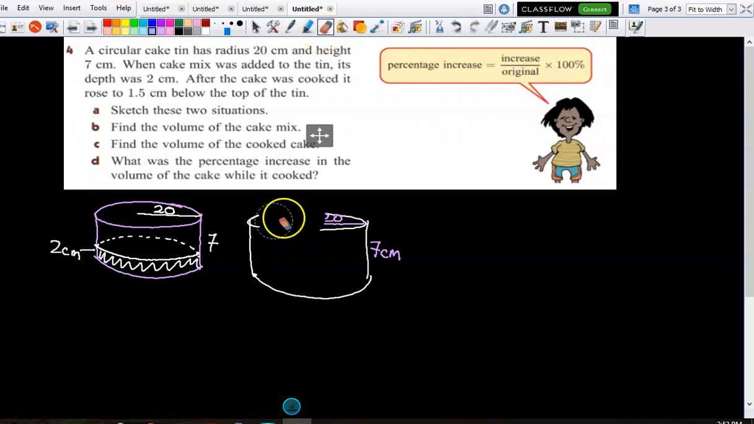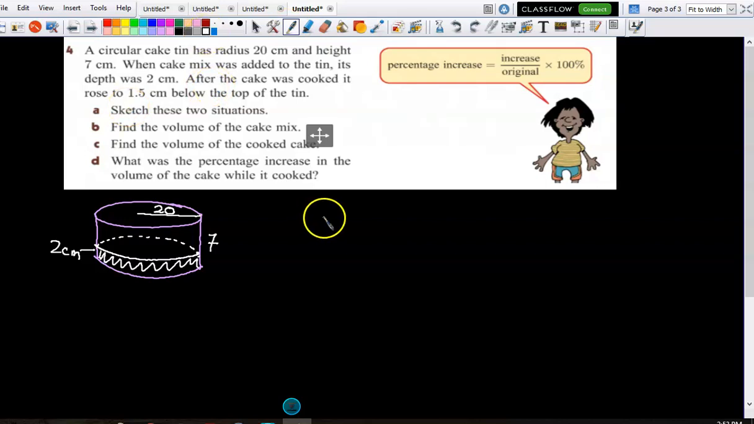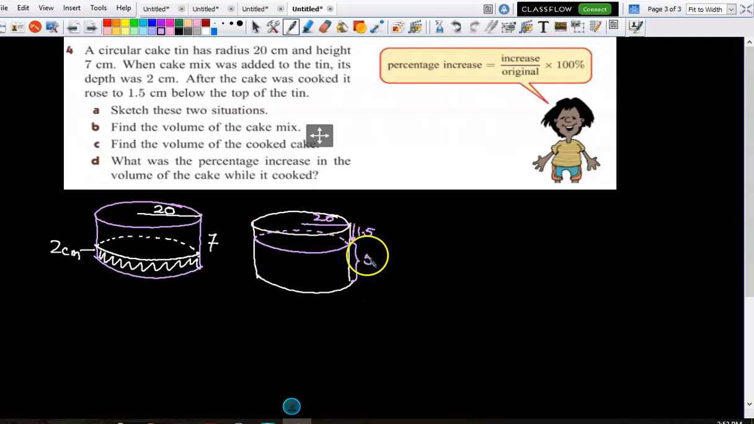I need to finish reading the question. The second one, after the cake was cooked, it rose to 1.5 centimetres below the top of the tin. That's pretty good. So we've got 20. If it was 7, but it came down here by 1.5, how high has the cake risen? 5.5.